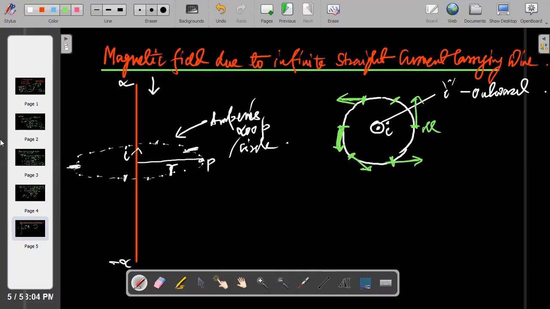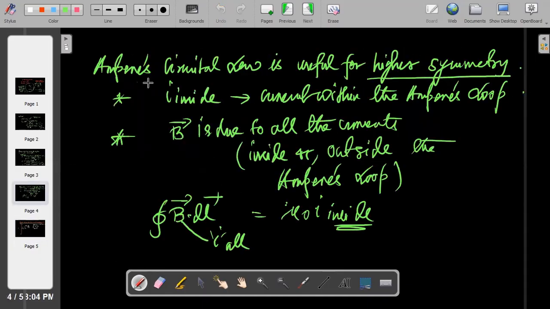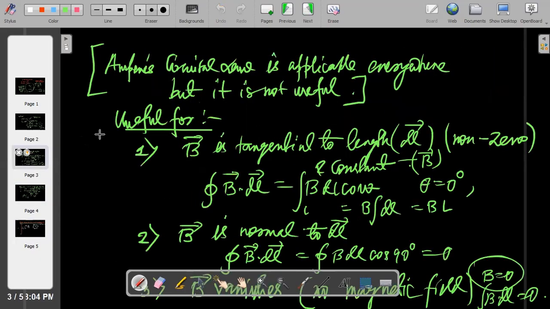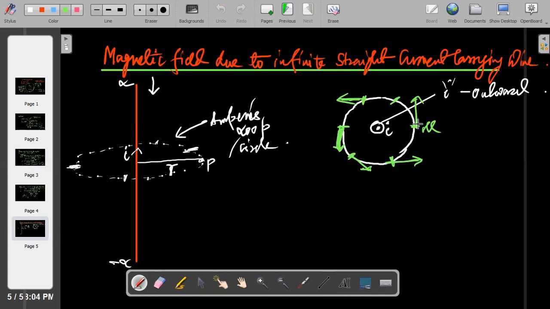So condition number one that I discussed, right? This is condition number one: the B should be either tangential or normal. So here the B is tangential to the dl vector. So again, B is also constant.